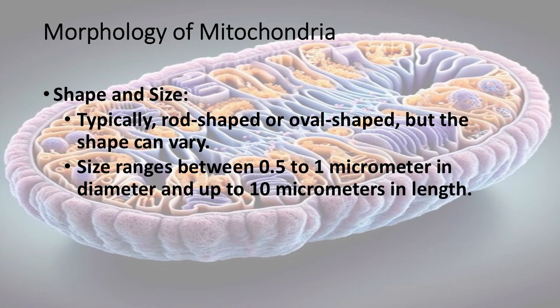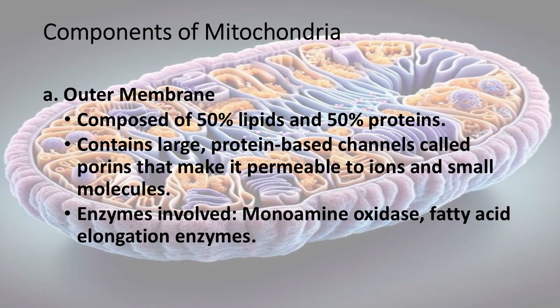Morphology of mitochondria: shape and size. Typically rod-shaped or oval-shaped, but the shape can vary. Size ranges between 0.5 to 1 micrometer in diameter and up to 10 micrometers in length. Components of mitochondria. A. Outer membrane, composed of 50% lipids and 50% proteins, contains large, protein-based channels called porins that make it permeable to ions and small molecules. Enzymes involved: monoamine oxidase, fatty acid elongation enzymes.